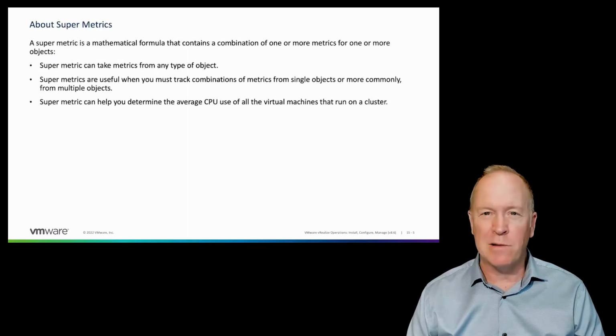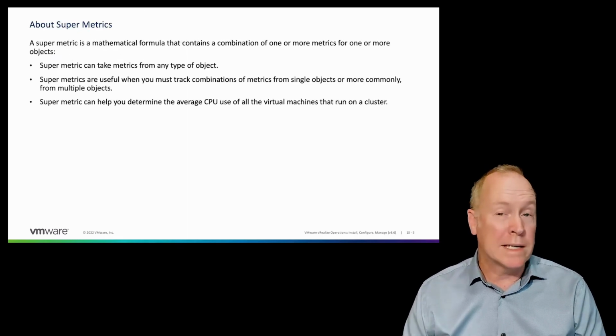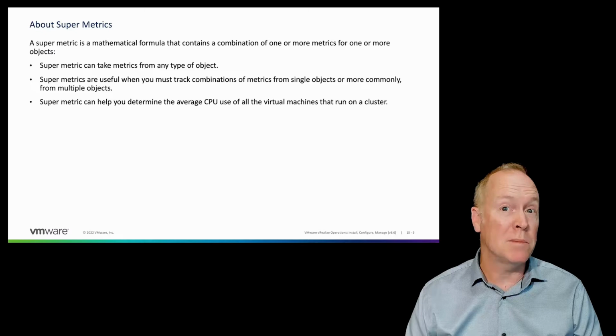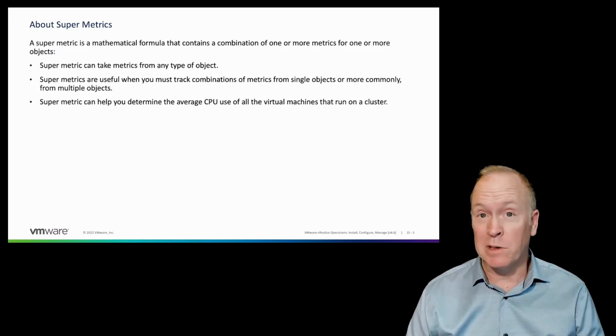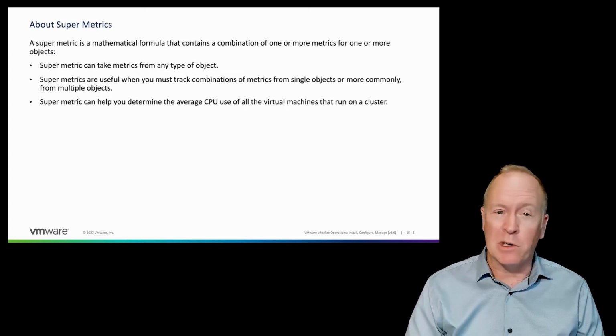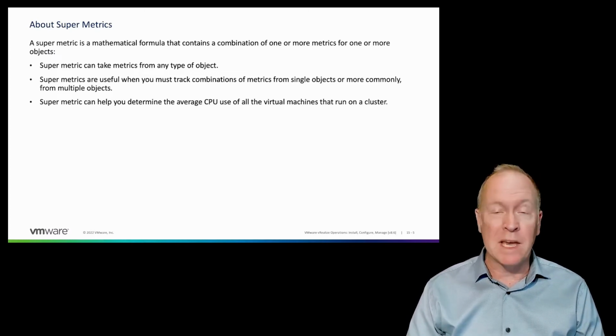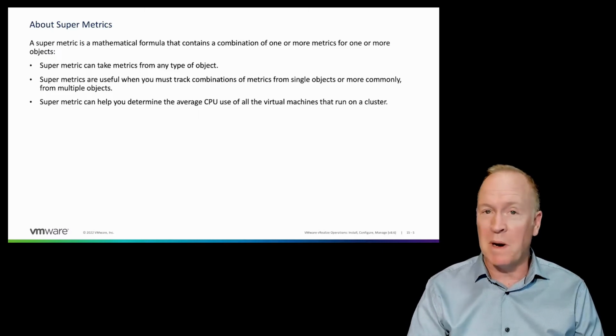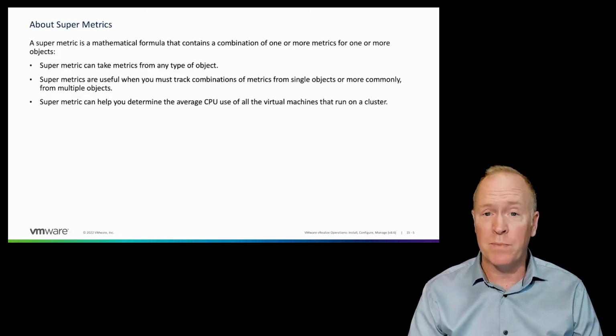A super metric allows you to write a formula that takes existing performance metrics and combines them together in a new and meaningful way. Again, super metrics, in effect, allow you to create your own metric. When you create super metrics, you can create them using the metrics of any type of object. We're going to be giving a lot of vSphere object examples, but super metrics can work for non-vSphere objects too.